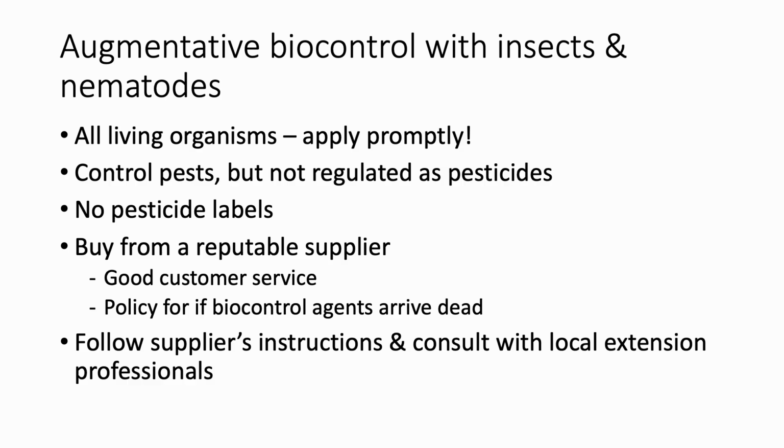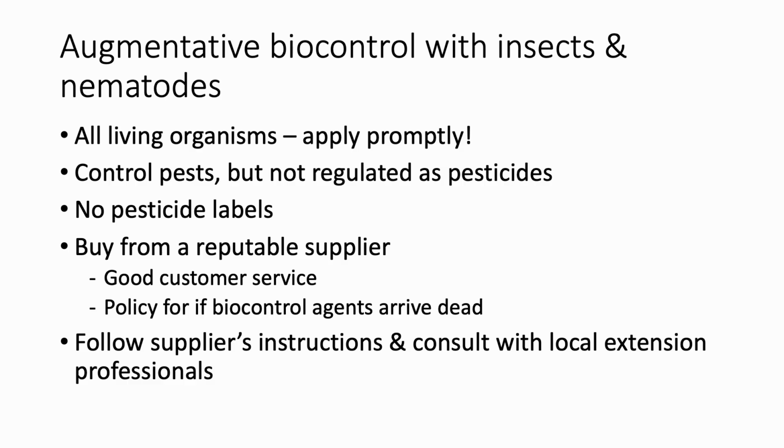If you are applying insect and nematode natural enemies as augmentative biocontrol agents, there are a few things you should keep in mind. All insects and nematodes used as biocontrol agents need to be alive to control pests. You should apply them as soon as possible after you purchase them. Although they control pests, they are not regulated as pesticides, so they won't have pesticide labels.